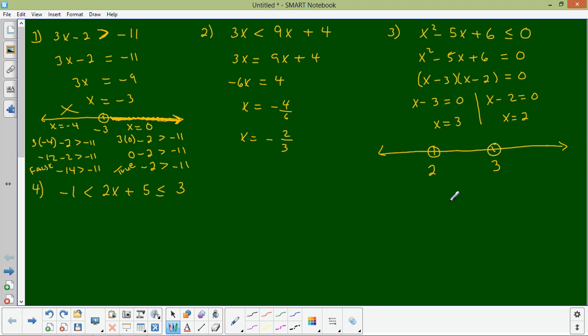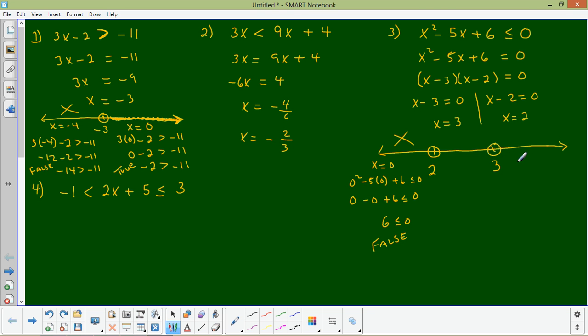And just as I did in the other problems, I'm going to show a test number for each. Now down here on the left, I guess I'll just use 0 because that's probably the easiest. 0 squared minus 5 times 0 plus 6. Is that less than or equal to 0? Right? 0 minus 0 plus 6. Is it less than or equal to 0? Is 6 less than or equal to 0? False condition. Right? So numbers down there don't work. That interval is not going to work.